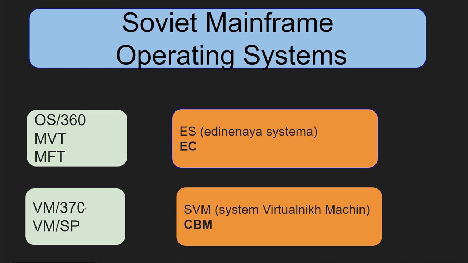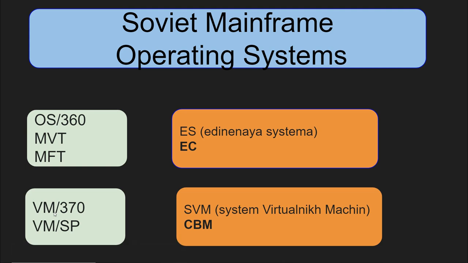And then, to a much lesser extent and later on, the Soviet Union also started to use the VM architecture, both for time sharing and for virtualization, allowing more than one operating system to run underneath, especially for development purposes. Those were called SVM, Sistema Virtualnykh Mashin. So SVM is what the abbreviation stands for, and if you write this in Cyrillic, it will come out as CBM, where C is S and B is a V. Sistema Virtualnykh Mashin means, of course, System for Virtual Machines, which is exactly the name here.